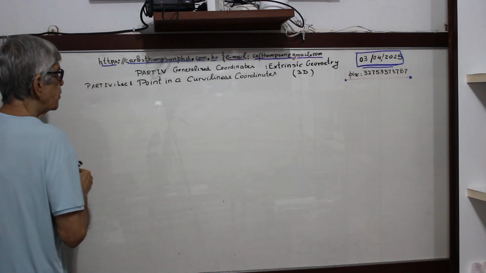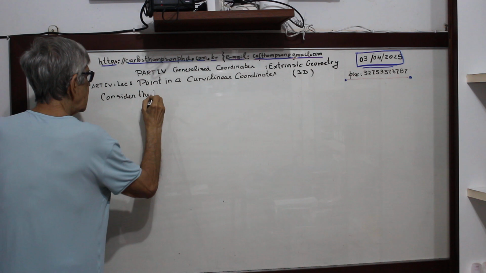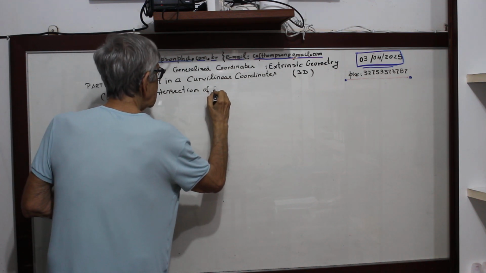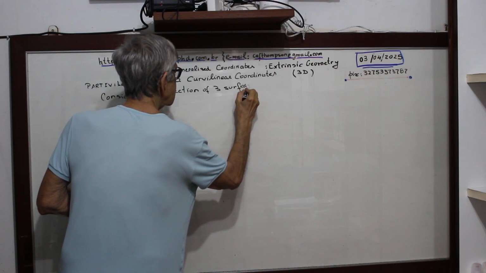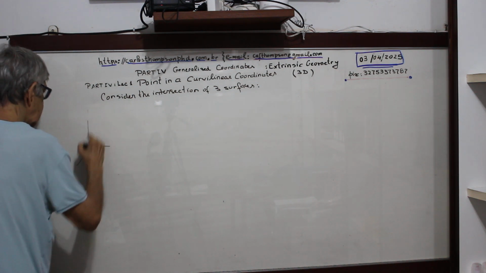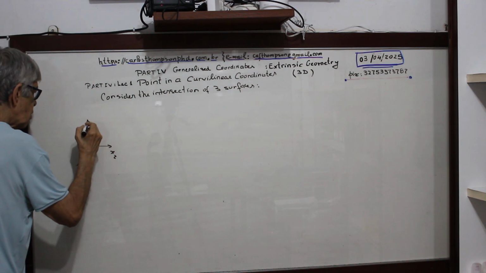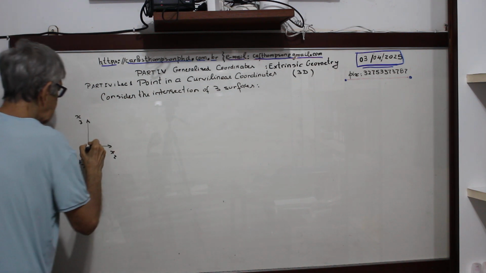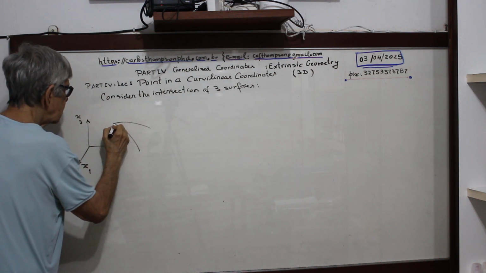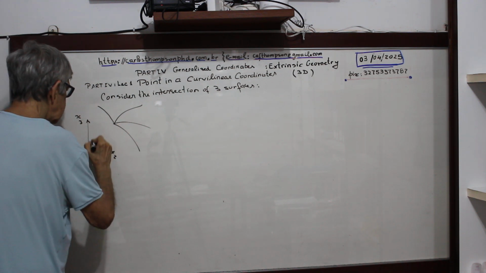Okay, so consider the intersection of 3 surfaces. You see, this is a rectangular coordinate x3. Now, you see, here is one surface. This is a second surface, and this is the third surface. There's a point P.